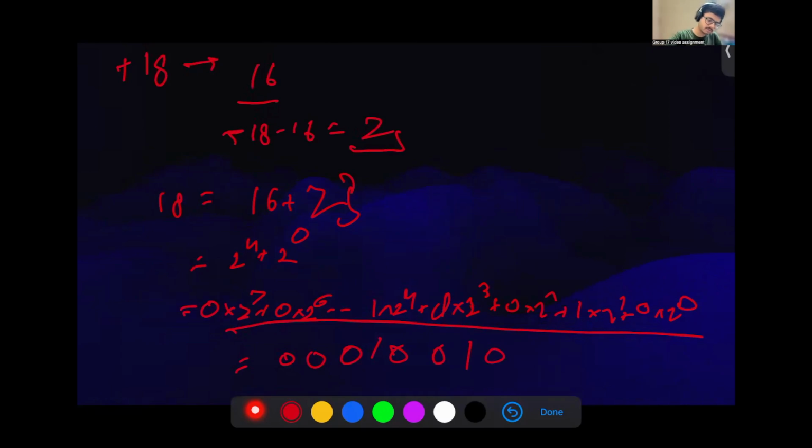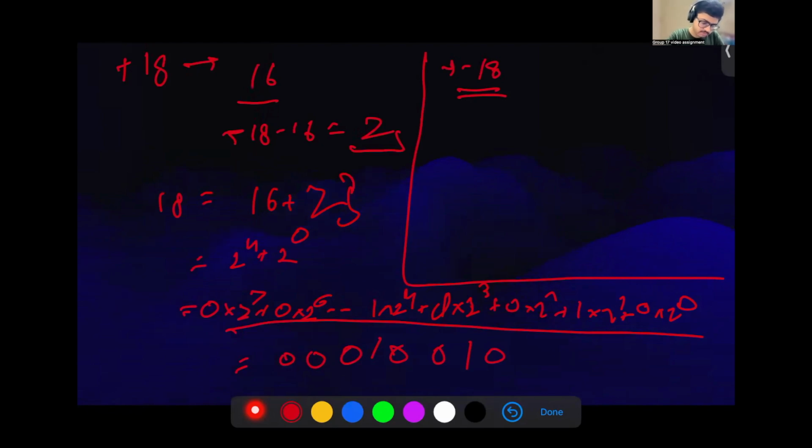This will remain the same for everything: one's complement, sign magnitude, and two's complement. The only difference is in negative numbers. Now, suppose we are representing negative 18. What we need to do is first take the magnitude of it, which will be 0, 0, 0, 1, 0, 0, 1, 0. We need to take this.